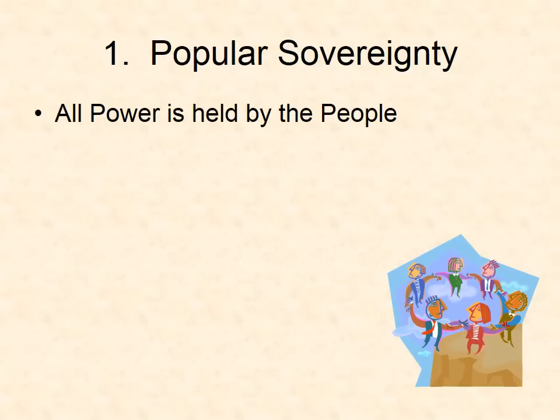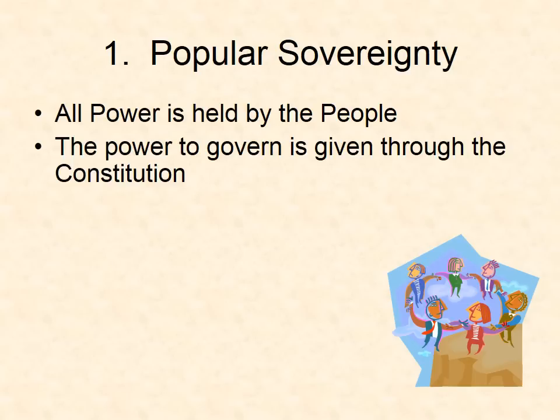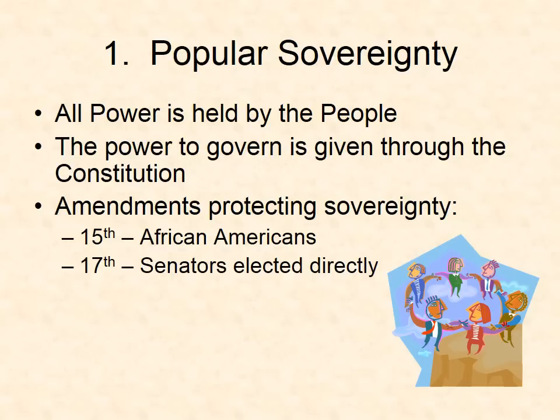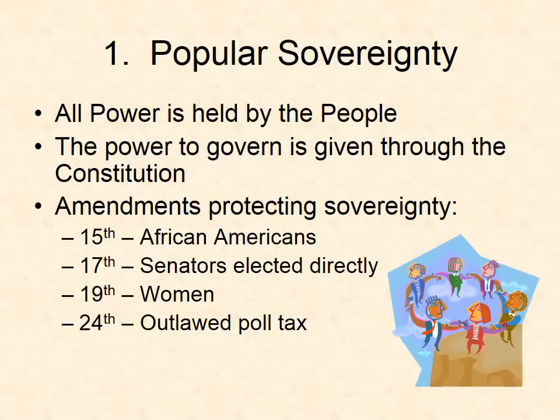So popular sovereignty is the idea that the power is held by the people, or the government gets its power from the people. So the power to govern is given through the Constitution, and of course, it is limited by what the people want. So there are amendments that protect sovereignty, and most of them are voting amendments. The 15th Amendment gave African American males the right to vote. The 17th said that senators were going to be directly elected, and we'll talk about what that is a little bit later on. The 19th Amendment gave women the right to vote, finally.